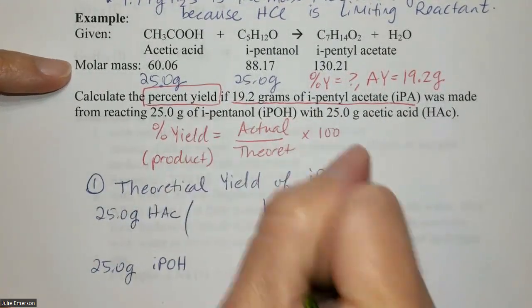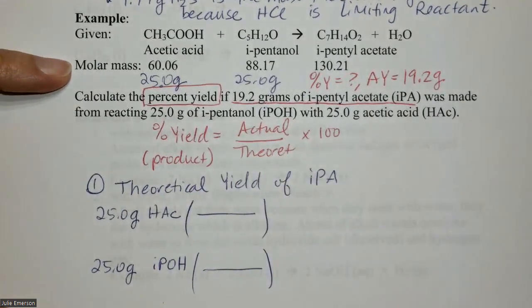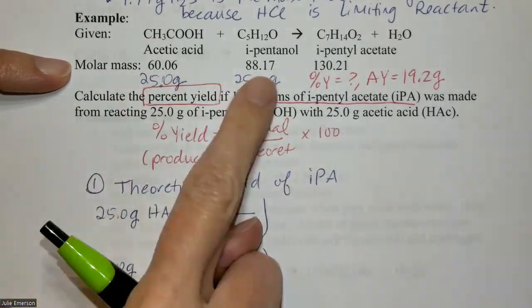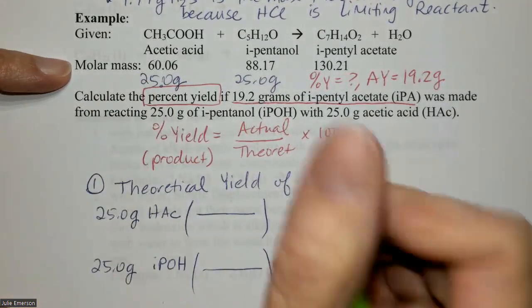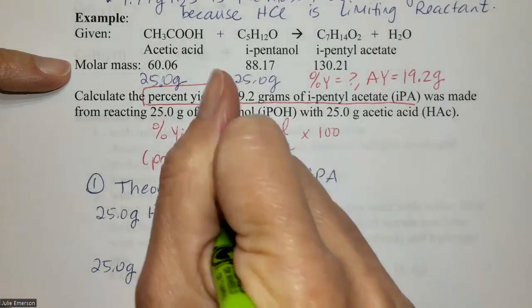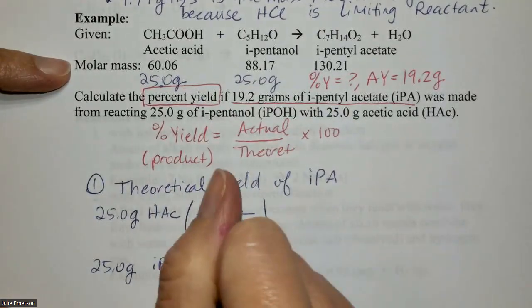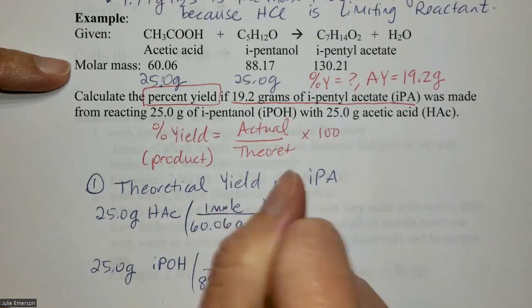We still have to do what we did before. You always go to moles first, no matter what we do. All right, and the molar masses are given to us right here, so we don't have to go look for them. Acetic acid is 60.06 grams per mole, and the isopentanol is 88.17 grams per mole.